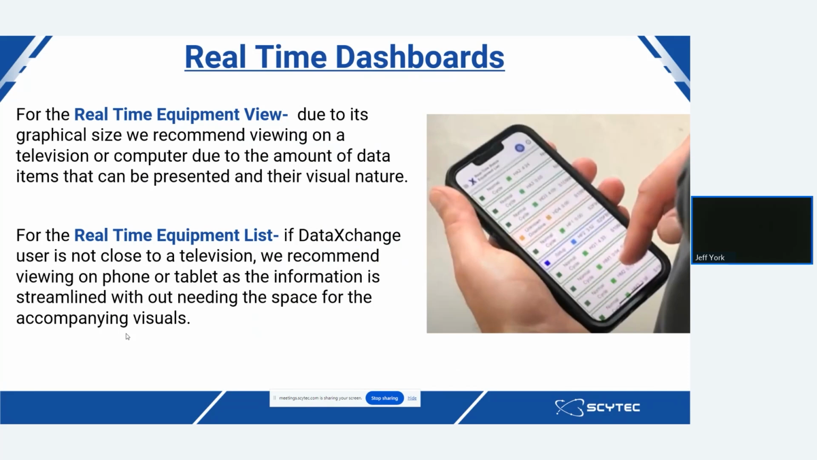And for the real-time equipment list, we recommend here at Scytec that you view that on a phone, because you may not be around a TV. You might be operating in a cell that is further away from the ability to see something on a TV. So we recommend that the real-time list is something that you have on your phone. It shows the same information that you get with the real-time equipment view, but in a more streamlined manner, like what you see over there with that image on the right.